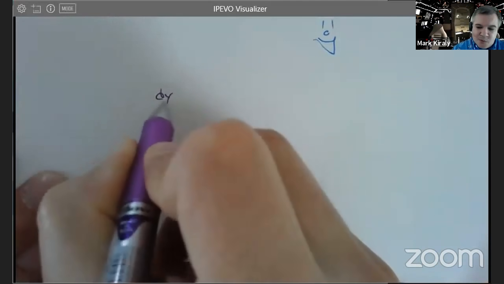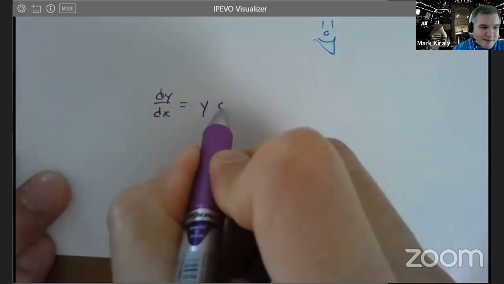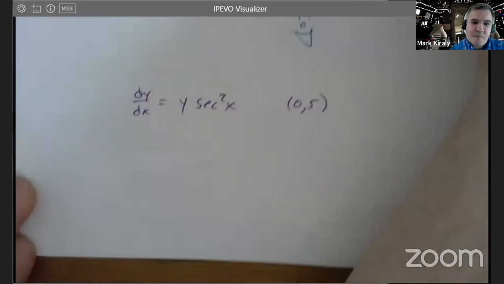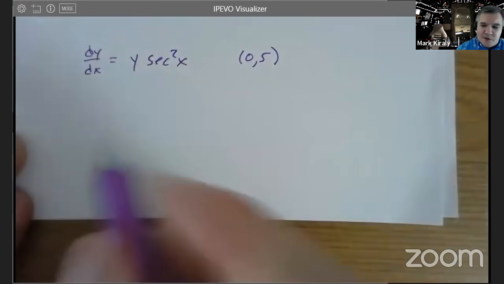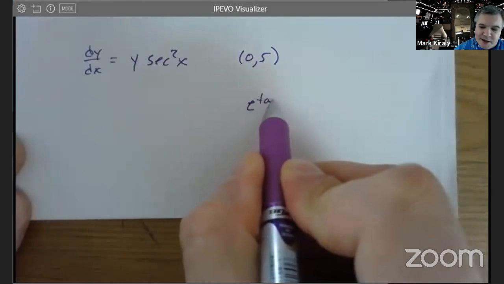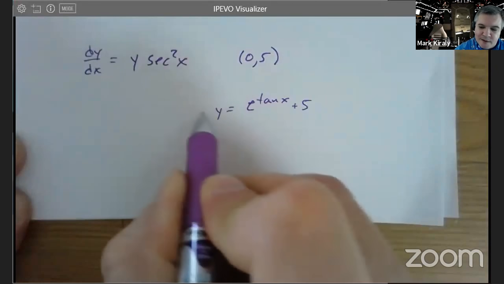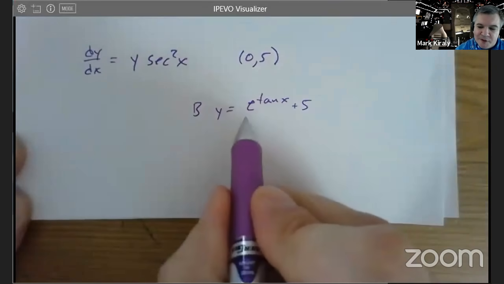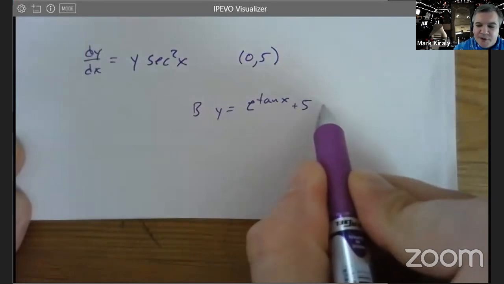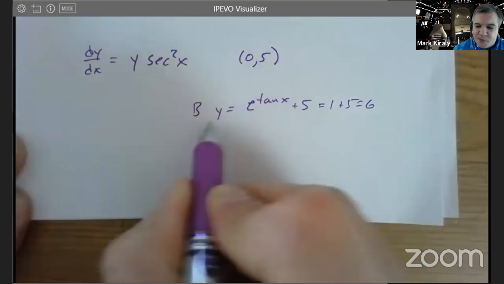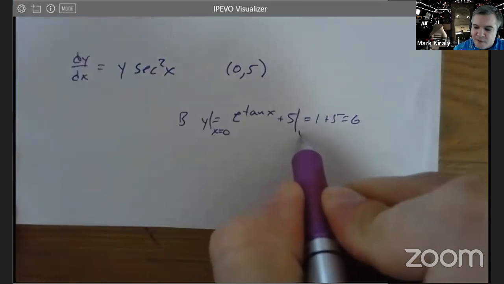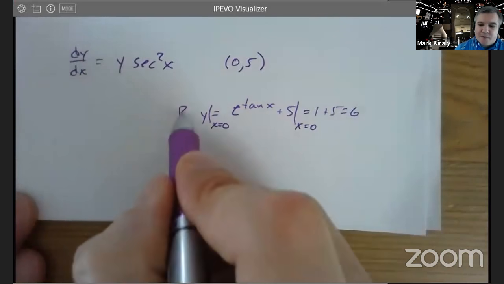We've got dy/dx is equal to y secant squared x, and we had that 0.05. I'm not sure exactly when you guys lost Verge, but I know we had seen there was an e to the tangent x plus 5 as my B. And so I think she was on the way of eliminating this one right away, because e to the 0 is 1 and 1 plus 5 is 6 when we evaluate this at x equals 0. And so that one's going to have to get thrown out.